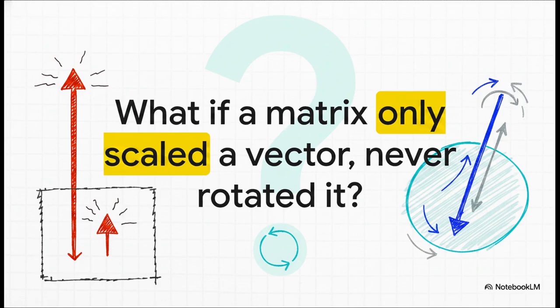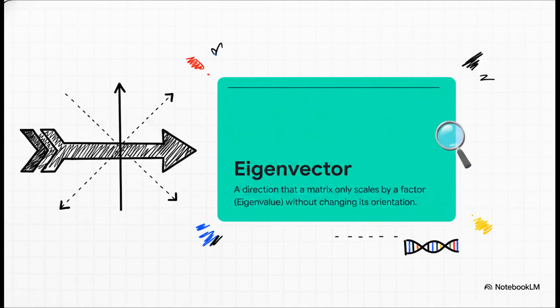So I want you to start by holding this kind of wild geometric idea in your head. Imagine a specific direction where a matrix only stretches or shrinks a vector, but literally never spins it. Usually when you multiply a vector by a matrix, it gets knocked way off its original path, rotated, skewed, you name it. But what if there are these hidden special axes where the matrix acts just like a basic number, just pulling the vector further out or pushing it closer in? Well, that exact direction, that's our eigenvector. And the stretch factor, exactly how much it scales by, is the eigenvalue.